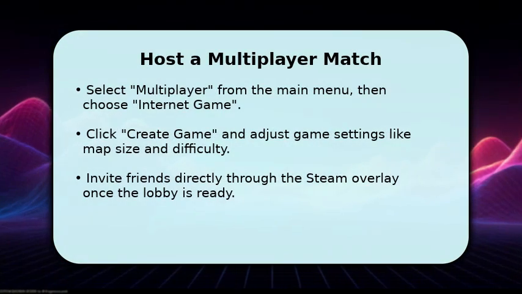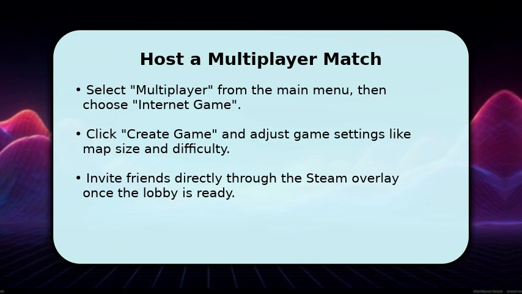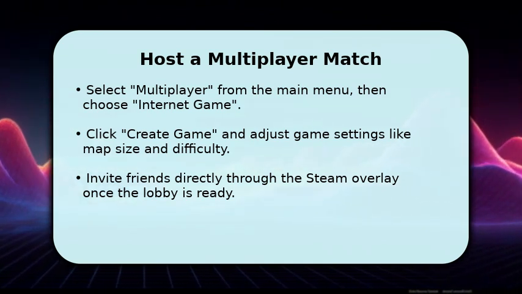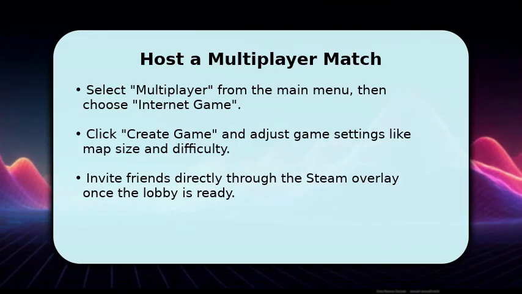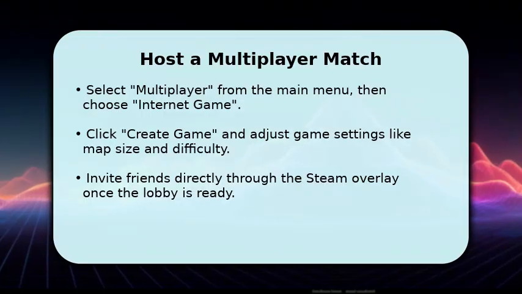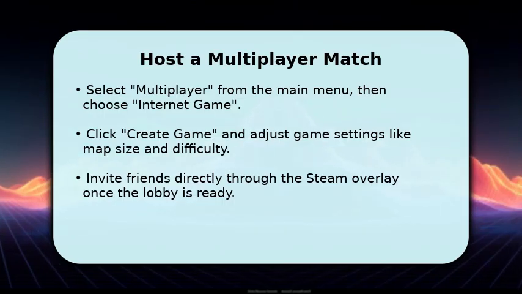To host a game, navigate to the multiplayer option on the main menu and select Internet Game. Next, click Create Game and customize your match settings, such as map type, number of players, and difficulty. Once your game lobby is set up, use the Steam overlay to invite your friends directly. They will receive an invitation to join your session.